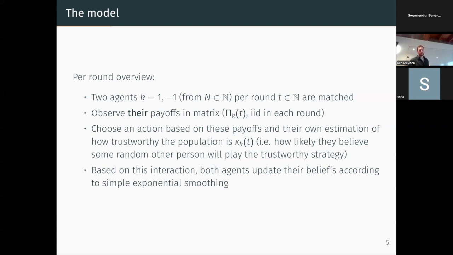So based on this interaction, both agents will update their belief according to simple exponential smoothing, which is how this X is updated. And I'll go again into more detail. I think maybe this exposition of this model could be optimized, but I kind of like doing it like this. So we have a relative overview, and we'll get into the nitty-gritty in just a moment.